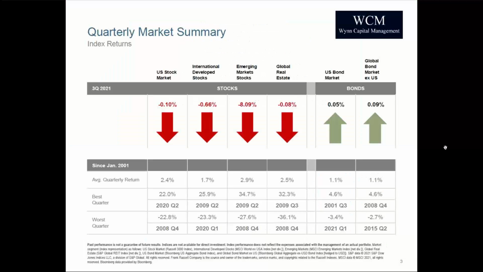So here we go with the summary. We can see that the three equity indexes of the US, international developed stocks, and emerging markets are all down slightly. Emerging markets are down a little bit more than the others. We'll talk about that in a future slide. Bonds are up slightly. And below you see the context of the best quarter and the time that it happened, and the worst quarter and the time that it happened, and what the averages are.